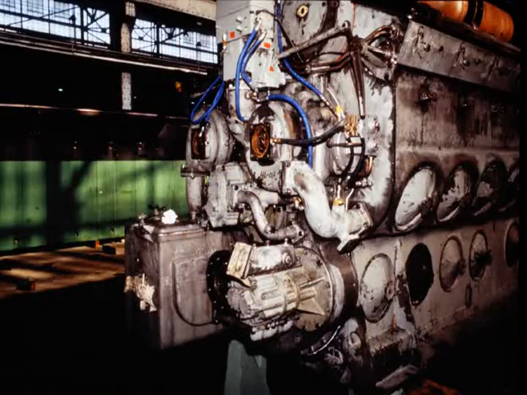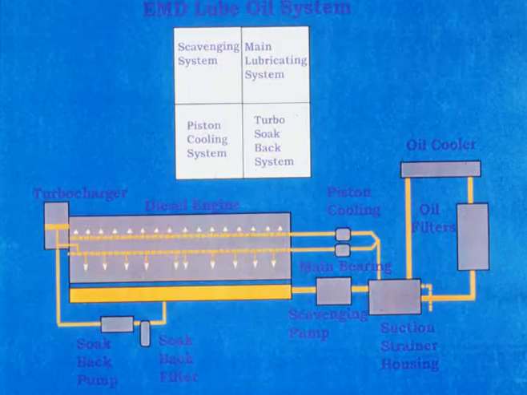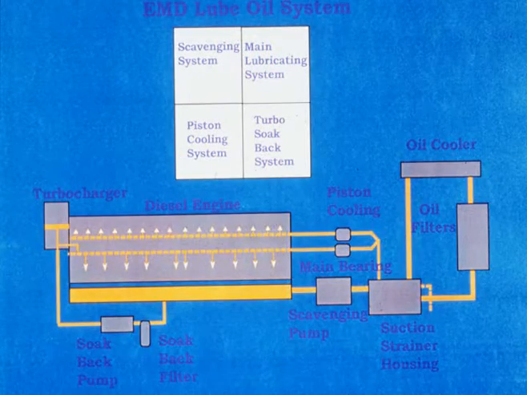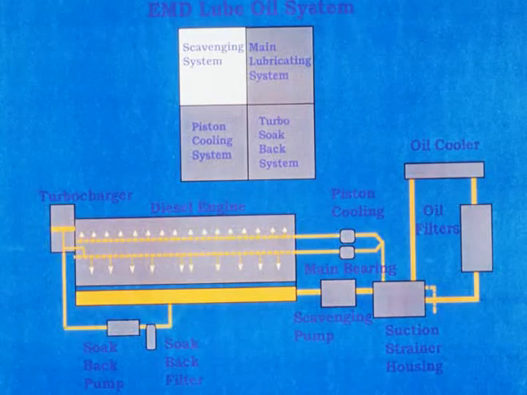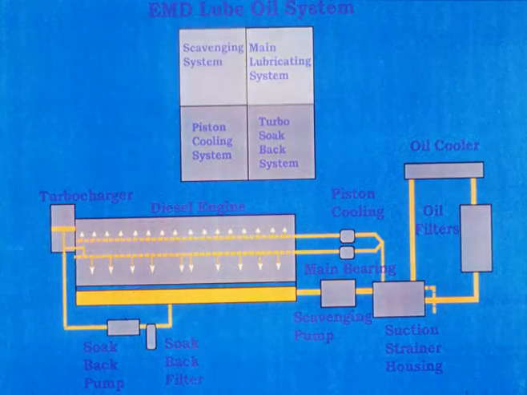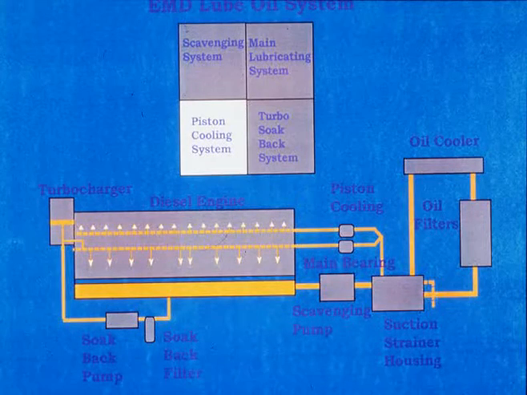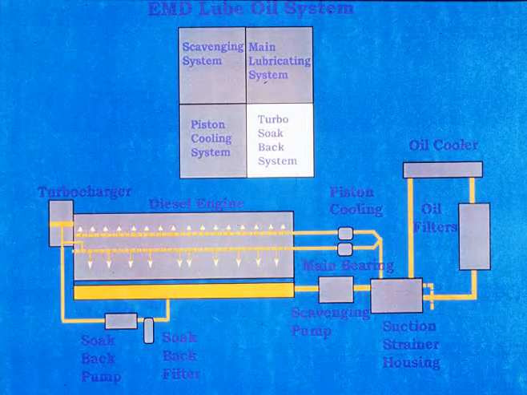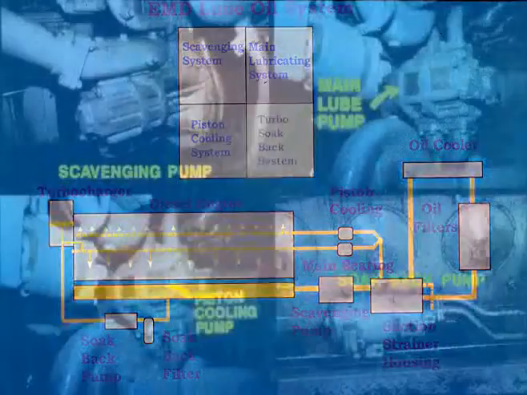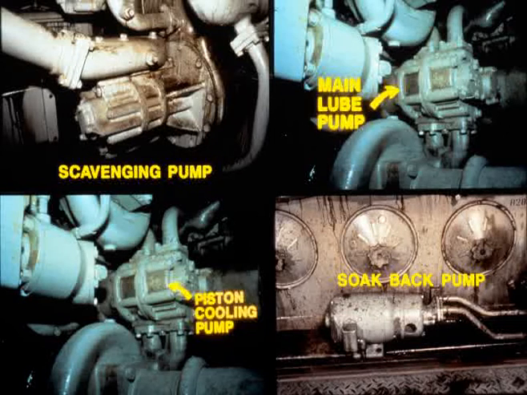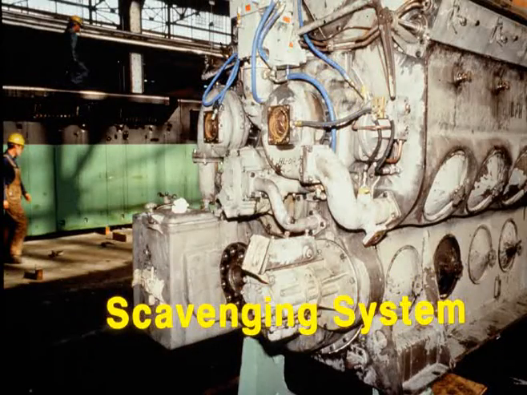The entire EMD lube oil system is made up of several subsystems, each having their own pumps and operating requirements. The systems that provide lubrication and cooling for the EMD engine are the scavenging system, the main lubricating oil system, the piston cooling system, and the turbocharger soakback system. Each portion has its own pump to deliver the lubrication to the required components.